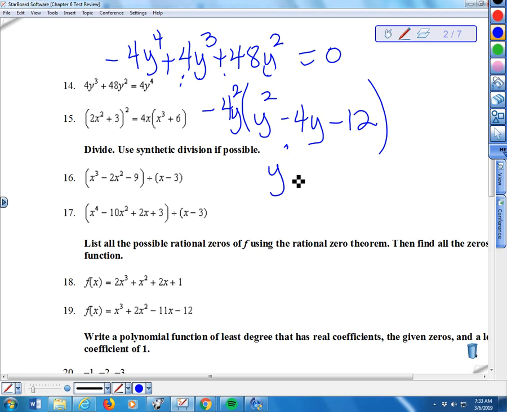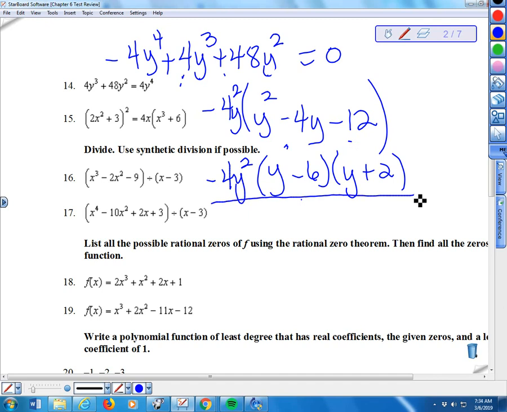So y minus 6, y plus 2. And in fact, that does factor to this. And then I've just still got the 4y squared on the outside. So there it is, fully factored. I was trying to solve.